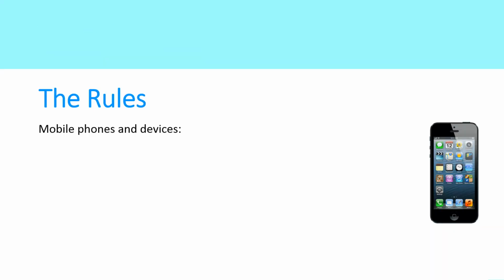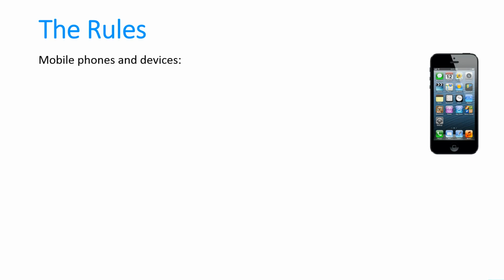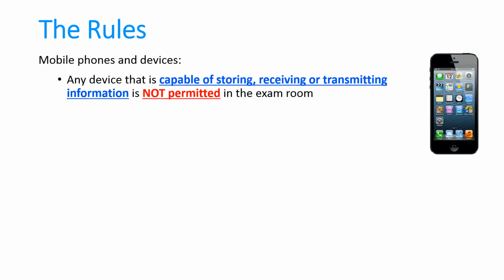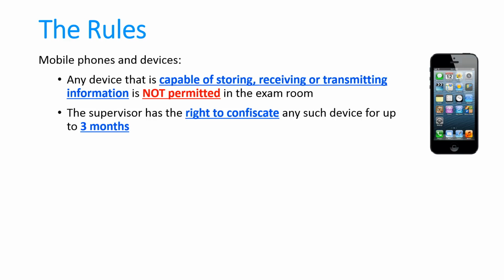Looking at the rules, we'll go through these quite quickly, but maybe we'll refer back to them if you're ever unsure. Your mobile phone, just can't take them in. It's not a question of putting it in your pocket or so on, just don't take it in. Any device that's capable of storing, receiving, or transmitting info is not permitted. And the examiner, if they do believe you have a phone on you, they have the right to confiscate it for up to 3 months.